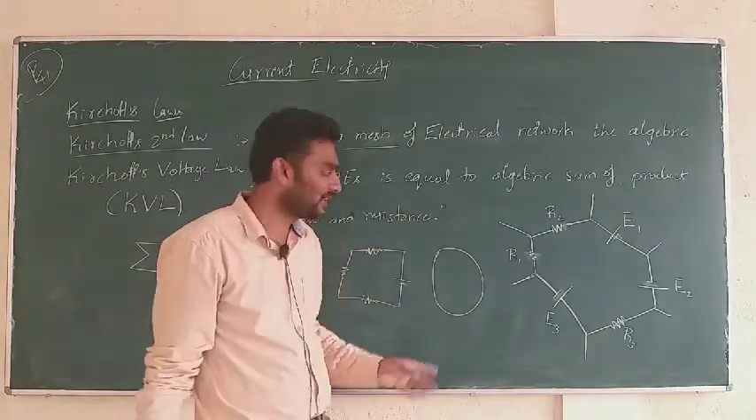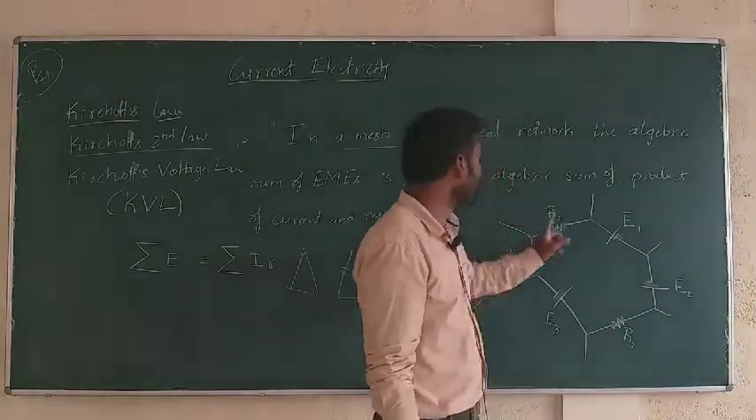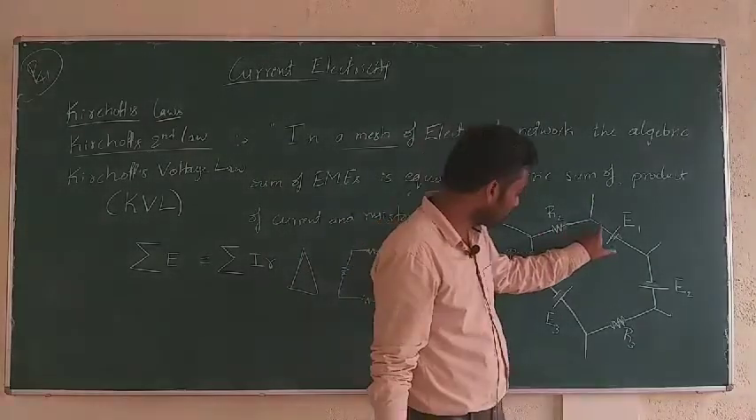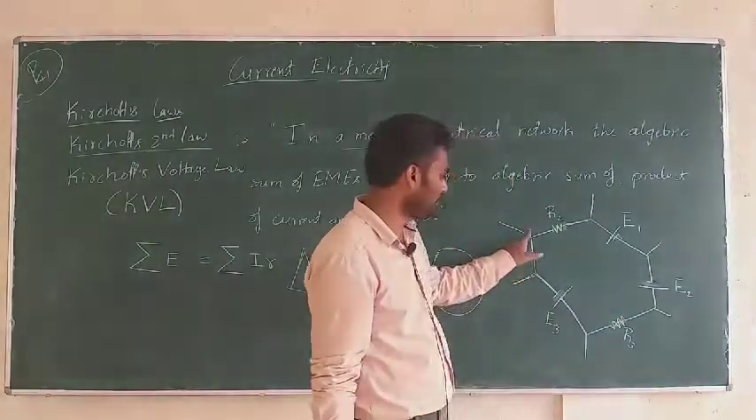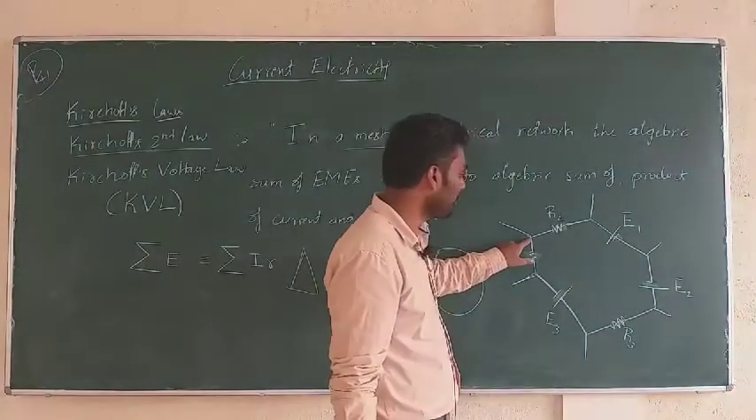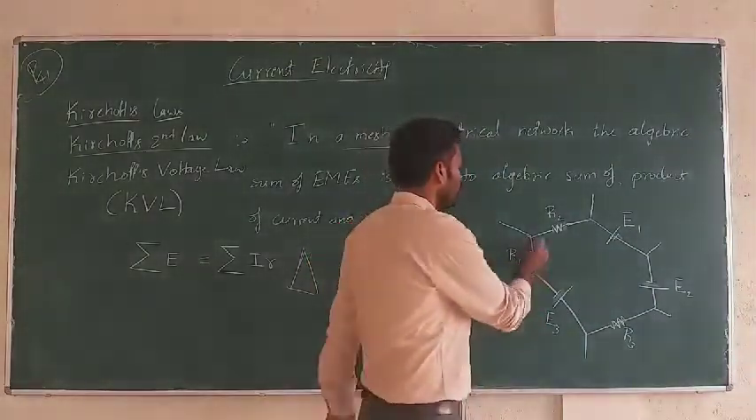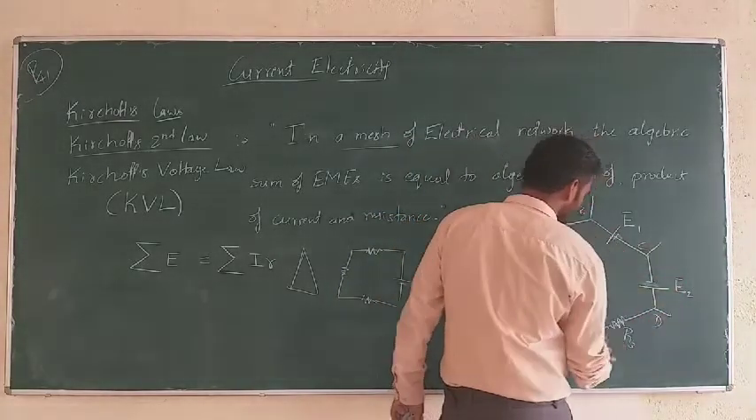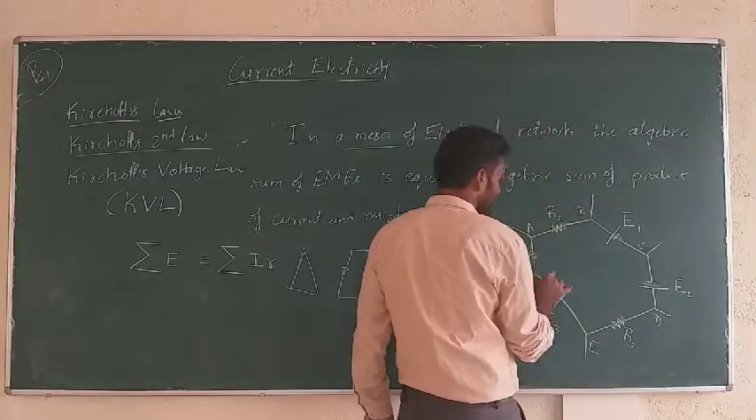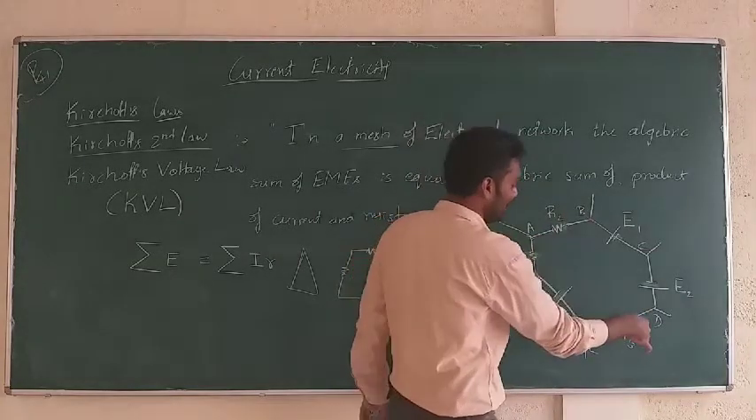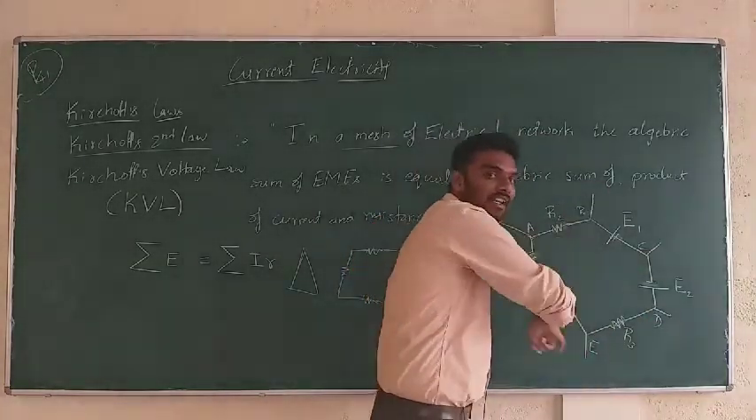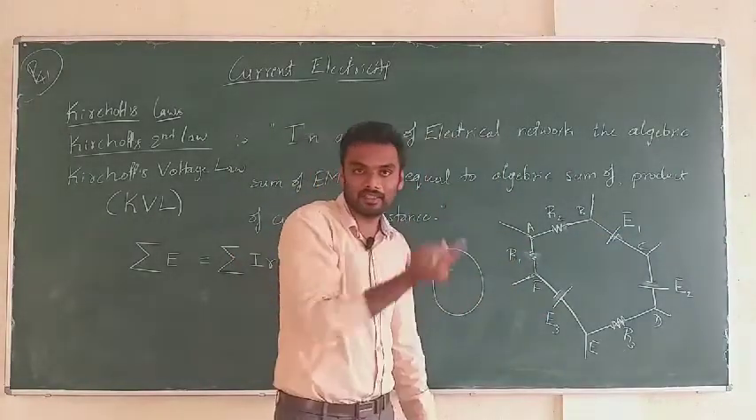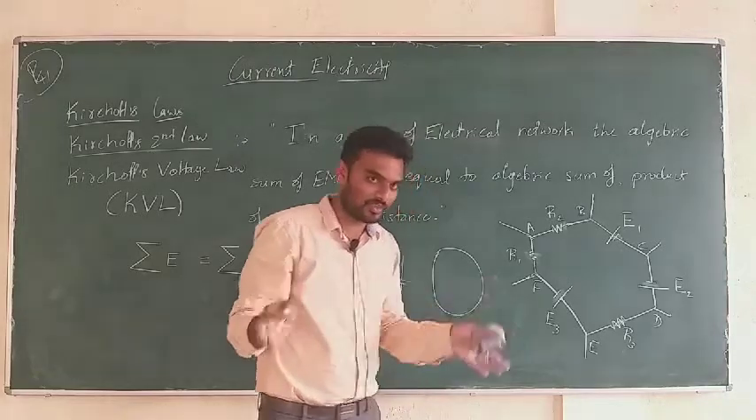So, what is a mesh basically? It's a closed path of an electrical network. See, if the path starts from this point, after going through the network, it will come and end up at the same point, right? So, if I name these points as A, B, C, D, E, F, now, A, B, C, D, E, F, A is an electrical mesh, or mesh of an electrical network. Clear with the structure of mesh?